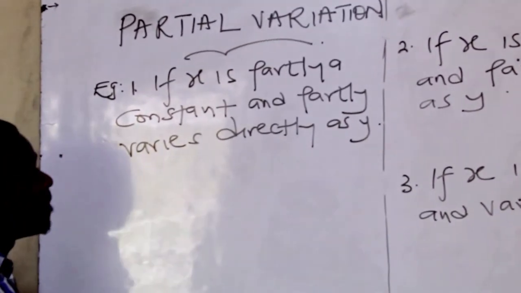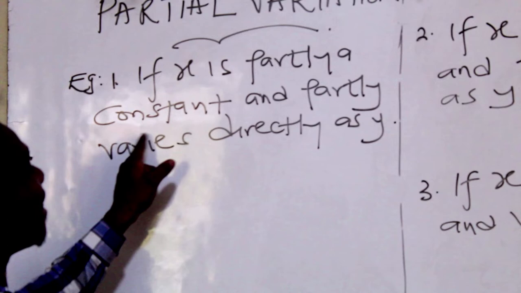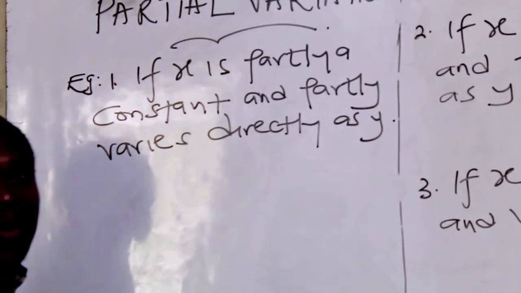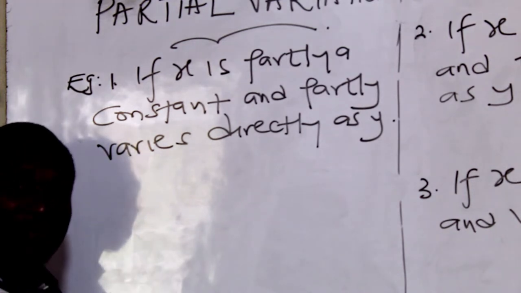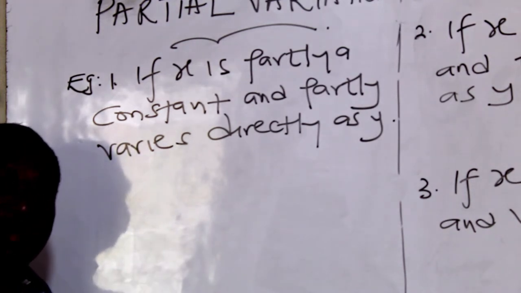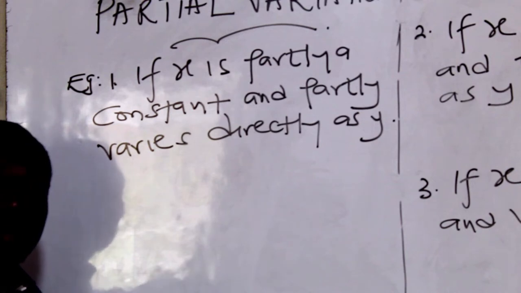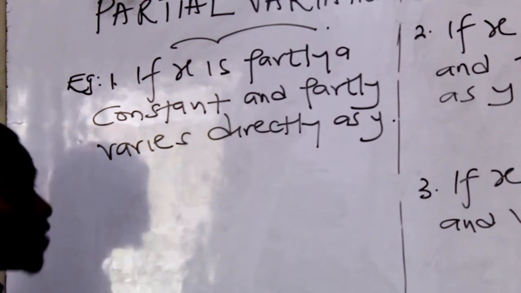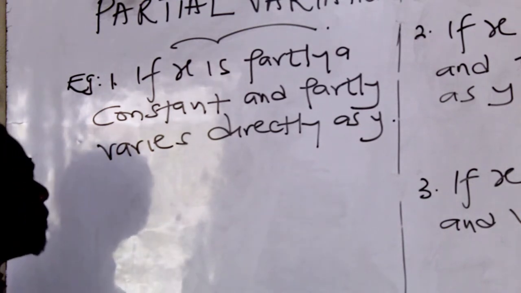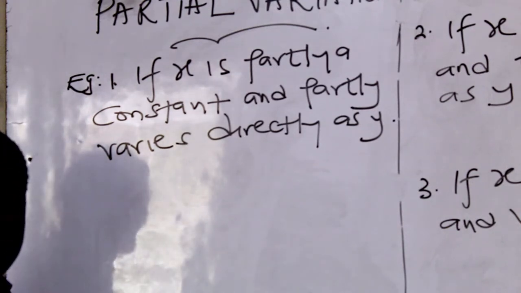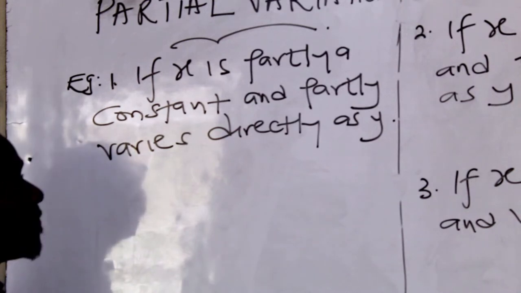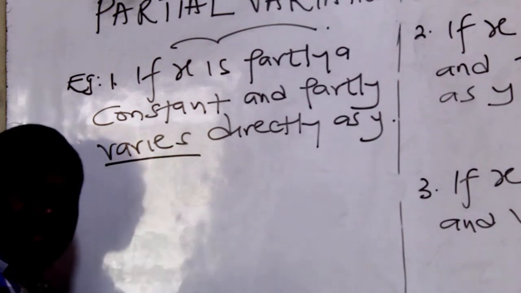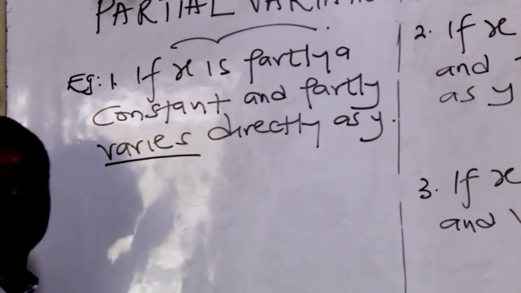There is one of them. If x is partly a constant, can you imagine? And partly varies directly as y. So x itself has a constant, and x being partly a constant also partly varies directly as y. Once you are varying, there is also another constant there. That gives it two constants.